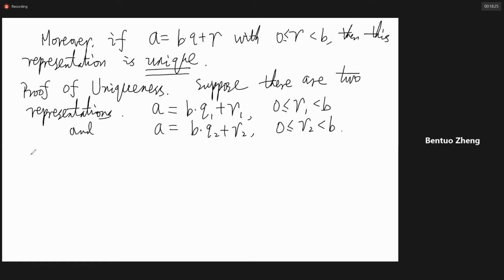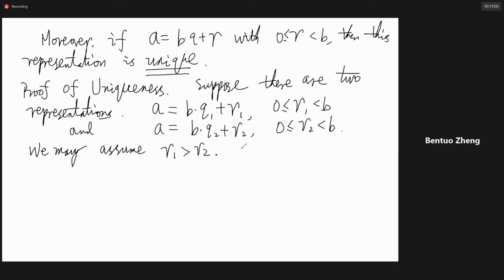Since these are two different representations, we can assume R1 is not equal to R2. In particular, we may assume R1 is greater than R2. Of course, you can also assume R2 is greater than R1, so it doesn't matter. Since these are two different representations, R1 and R2 cannot be equal, because if R1 equals R2, these are the same representation. So we can assume R1 is greater than R2.